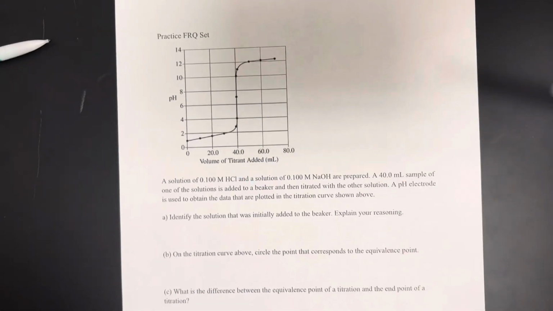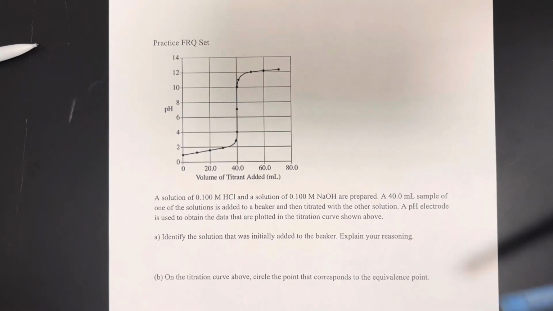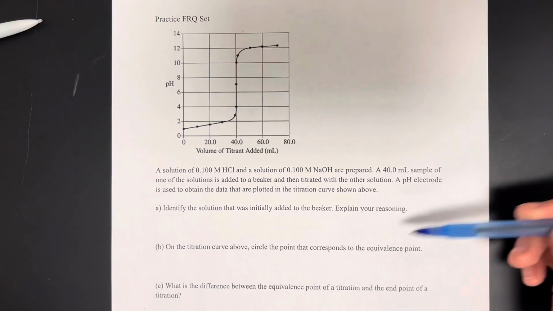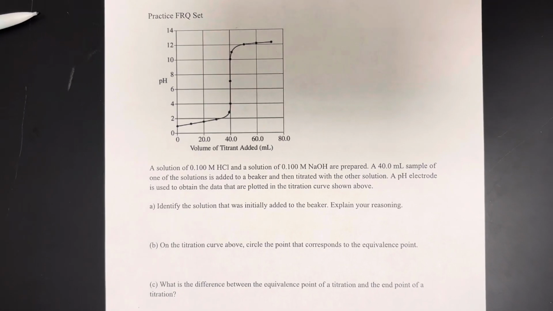A solution of 0.1 molar HCl and a solution of 0.1 molar NaOH are prepared. A 40 milliliter sample of one of the solutions is added to a beaker and then titrated with the other. A pH electrode is used to obtain the data that's plotted in the titration curve shown above. We're just going to do these two right here. Identify the solution that was initially added to the beaker and explain your reasoning.